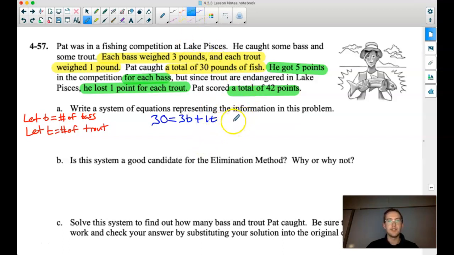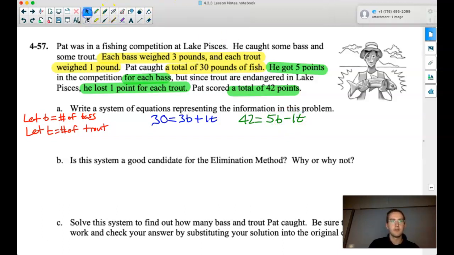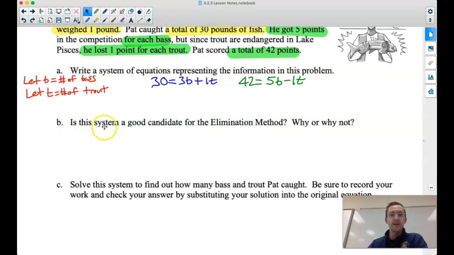Our second equation is with points. Again, we have 42 total points. He got 5 points per bass, and then he lost 1 point per trout. And let's see if this is going to be a good candidate for the elimination method. So there's our two equations. We're going to go to part B here in just a second. So is this a good candidate for the elimination method? Let's figure out if it is or not.